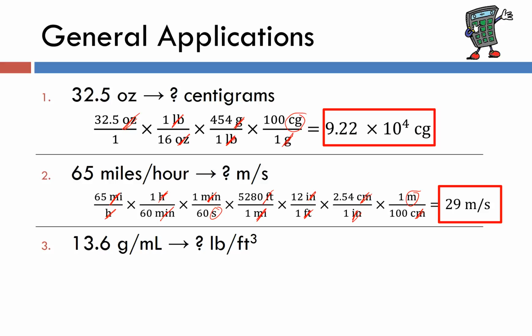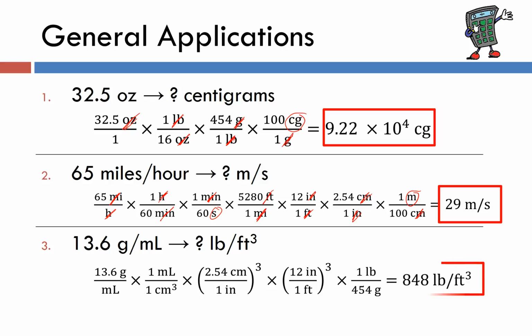And finally, the last one, even more complicated, 13.6 grams per milliliter. Convert that into pounds per cubic foot. Get rid of the units you don't want. This one is a little bit tricky because we've got cubic centimeters here. So instead of just multiplying by 2.54 centimeters over an inch, you've got to cube that term. You've got to cube the 12 inches equals a foot term as well. But ultimately you can get to roughly 848 pounds per cubic foot.